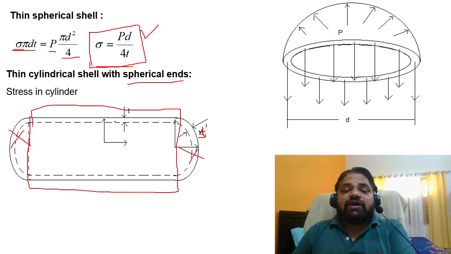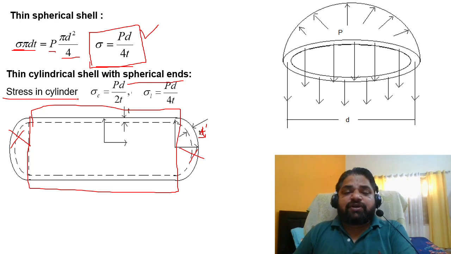Now we know the stresses developing in the longitudinal direction for the cylindrical panel are equal to the stresses developing in the circumferential direction of the spherical panel. Before going to that, initially we are talking about the stresses in the cylinder only. The stresses in the cylinder: sigma c is equal to pd by 2t and sigma l is equal to pd by 4t, and the strain will be due to this.